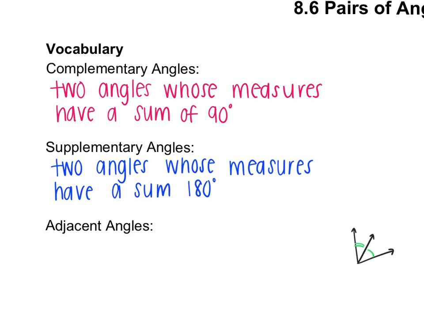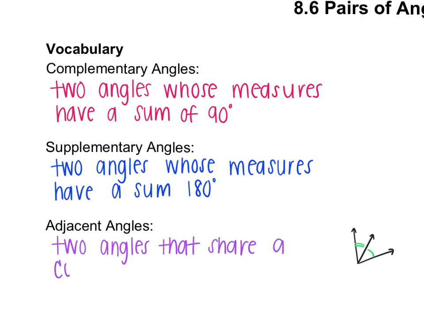Let's write that definition for adjacent. Two angles that share a common vertex and side. And they obviously can't have two sides in common, it would just be the same angle. So one side in common in the example I drew, it's this side that I'm drawing in purple right there, and then obviously the vertex right there. So those are adjacent angles.